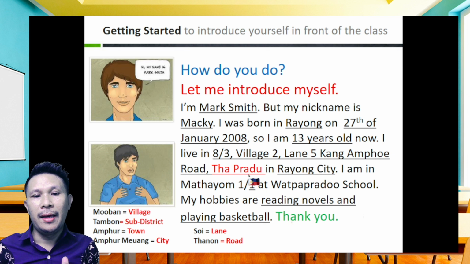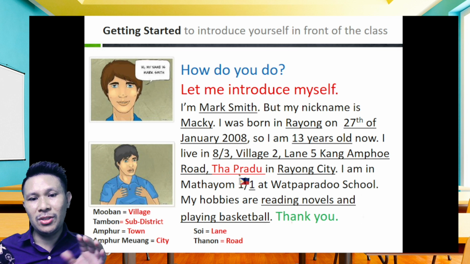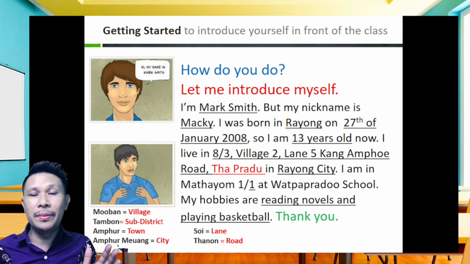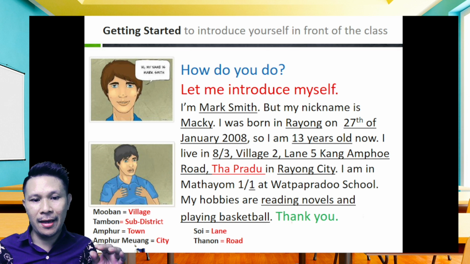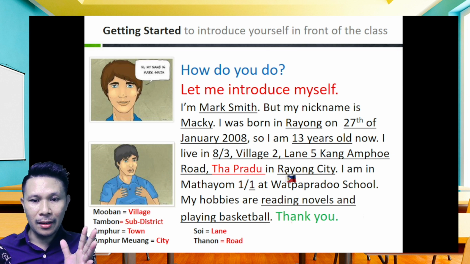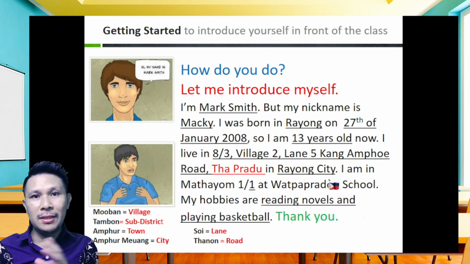And then we don't say the sub-district, but we say only the Tambon, the sub-district. So we don't say Ta Pradu sub-district, but we just simply say Ta Pradu. And then Rayong City: in Thai you say Ampur Muang, so we don't say it in Thai. That's why we say city. So that's why I wrote here Rayong City.